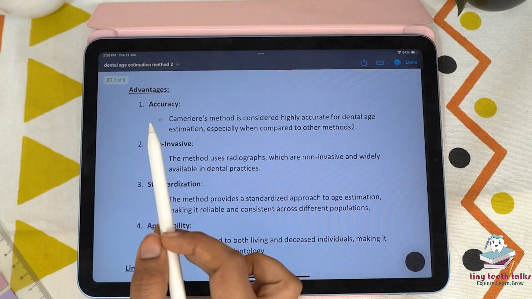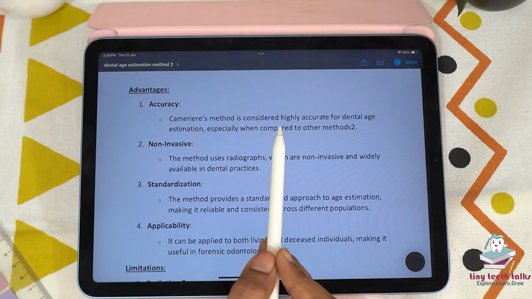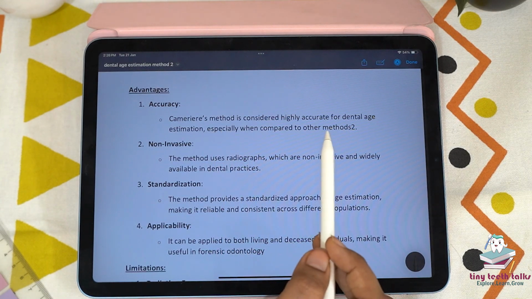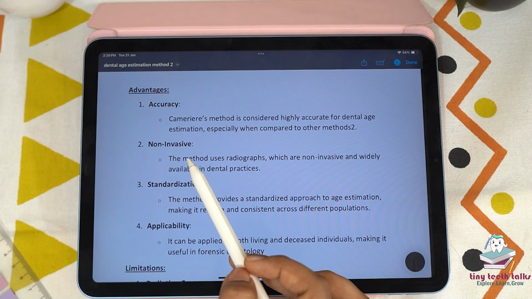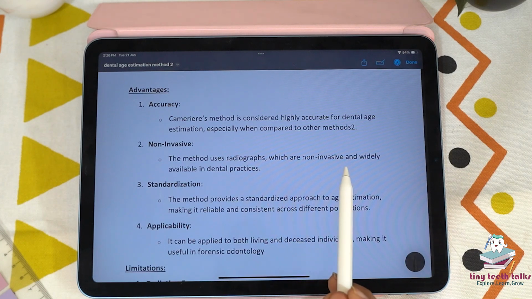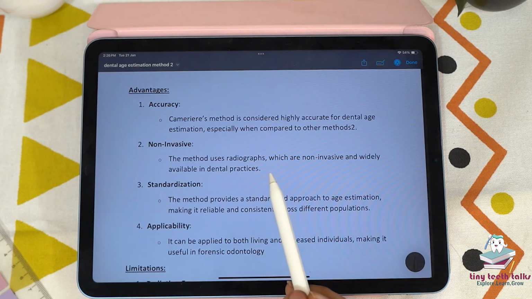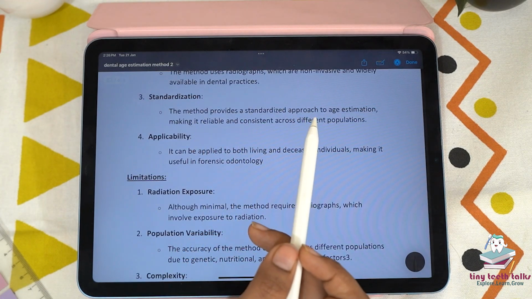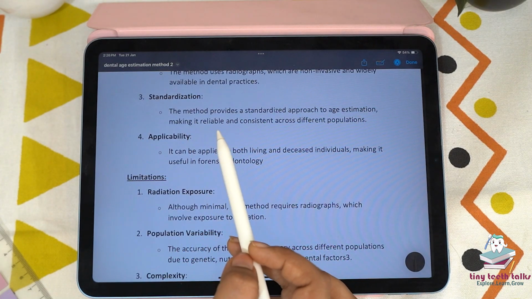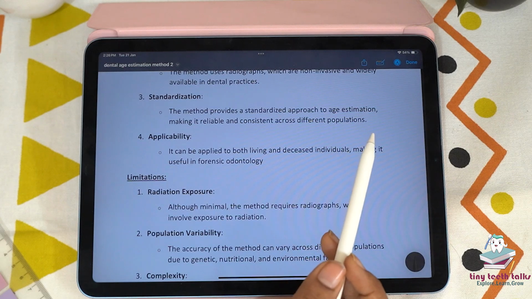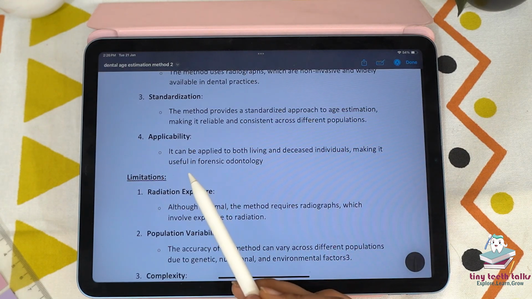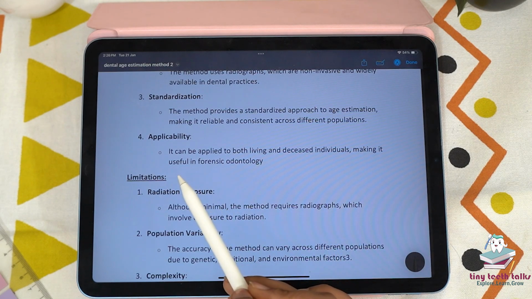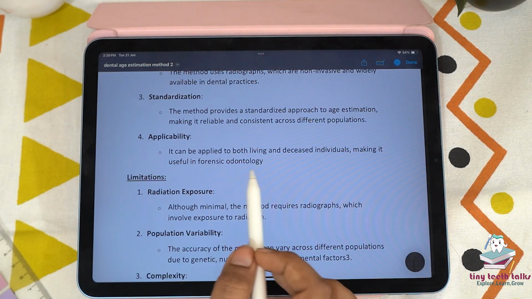Advantages: accuracy. Cameriere's method is considered highly accurate for dental age estimation, especially when compared to other methods. Non-invasive. The method uses radiographs, which are non-invasive and widely available in dental practices. Standardization. The method provides a standardized approach to age estimation, making it reliable and consistent across different populations. Applicability. It can be applied to both living and deceased individuals, making it useful in forensic odontology.